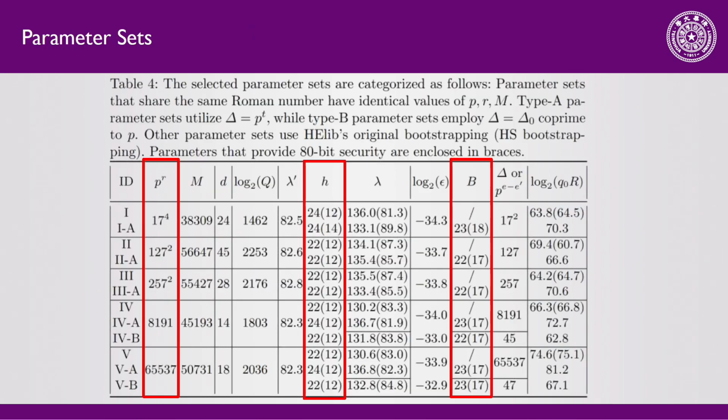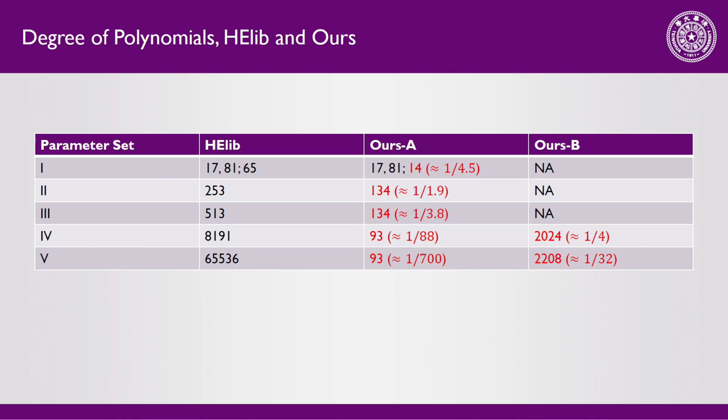And here are our parameter sets. We mainly focus on three columns. The first column is the plaintext modulus, which has the prime p increasing from the first to the last parameter set. The second one is the Hamming weight of the bootstrapping tree, which is very low. And the third column is B, the bound on the error term I, which is also very small since we have a very small h.